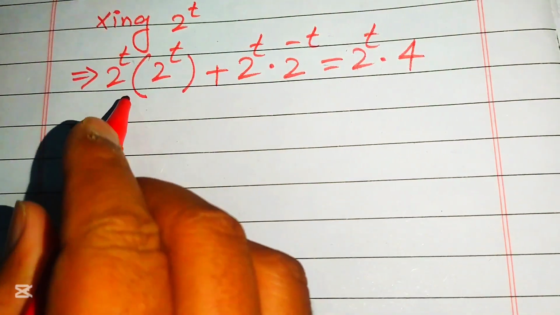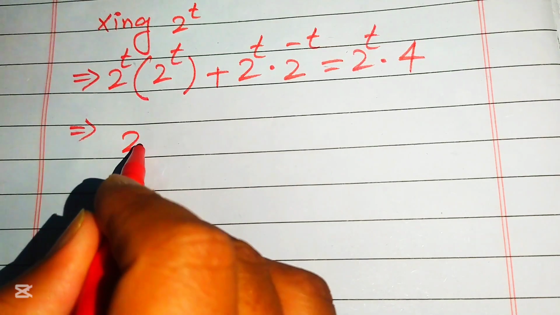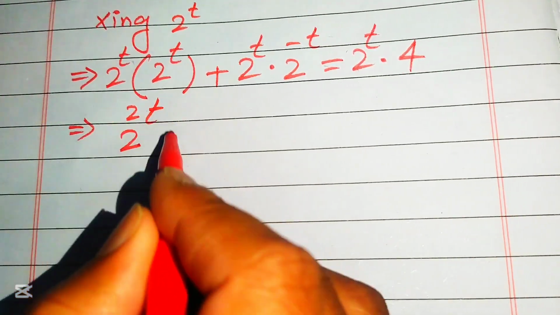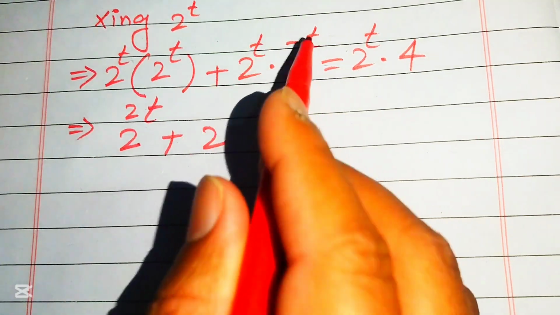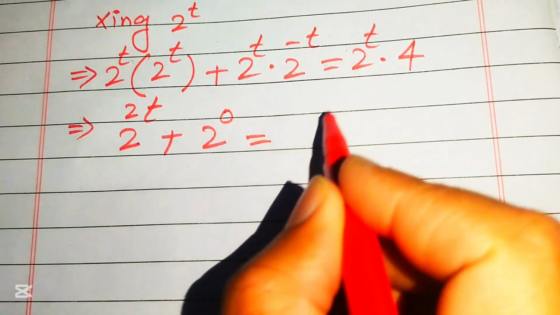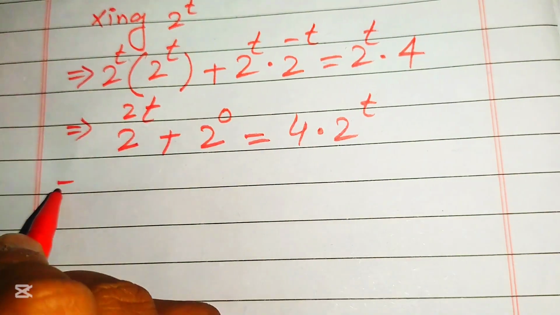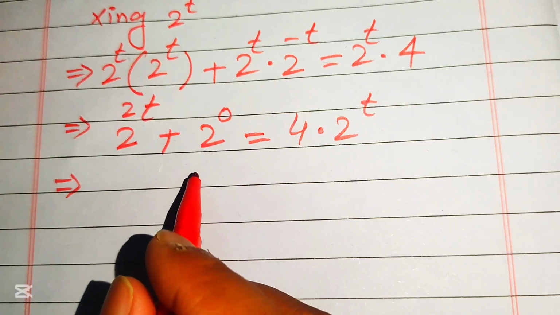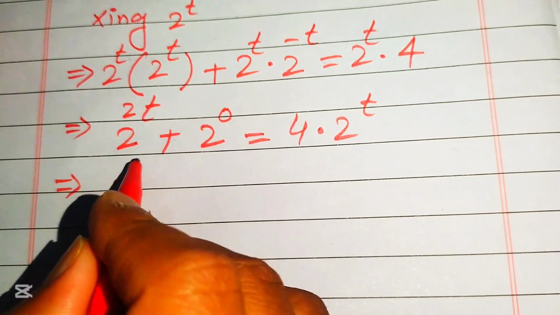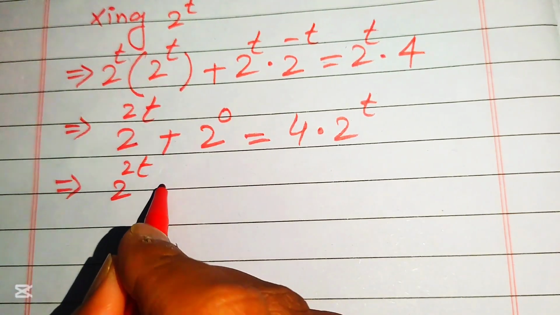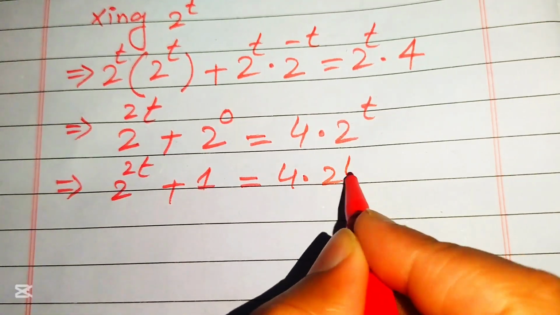So here you see that the bases of these two terms are the same, so we add the exponents. It will be written as 2 to the power of 2t plus, similarly you add the exponents of these two terms, so t minus t equals 0, and here we have 4 times 2 to the power of t. So here you know that something to the exponent 0 is always equal to 1. So we will obtain here 2 to the power of 2t plus 1 equals 4 times 2 to the power of t.